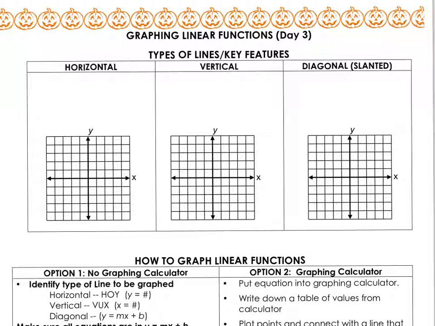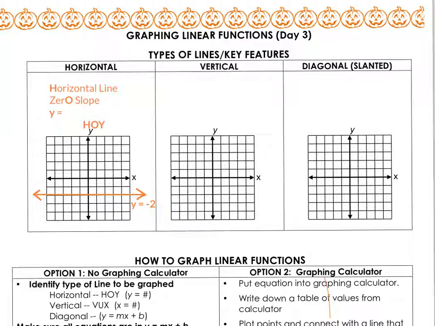The first one is horizontal, and we've already talked about horizontal and the word hoi. So just as a reminder, hoi stands for a horizontal line with a zero slope in the form of y equals. So that equation, for example, would be y equals -2. This is just one example, and there's a lot of different ones we could draw on here, just any horizontal line.